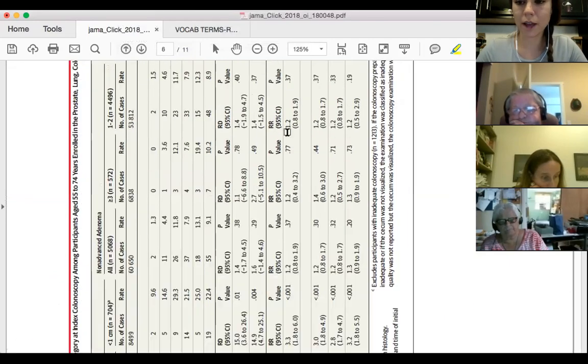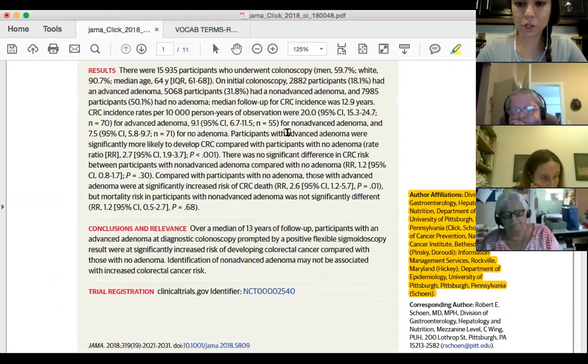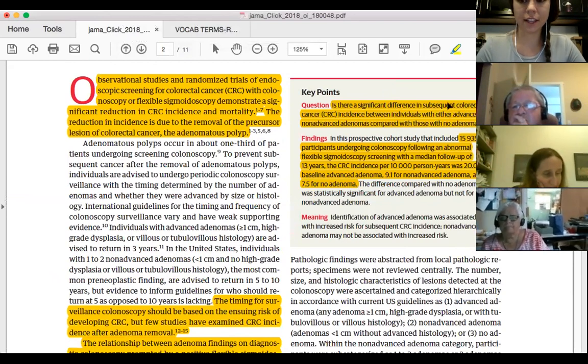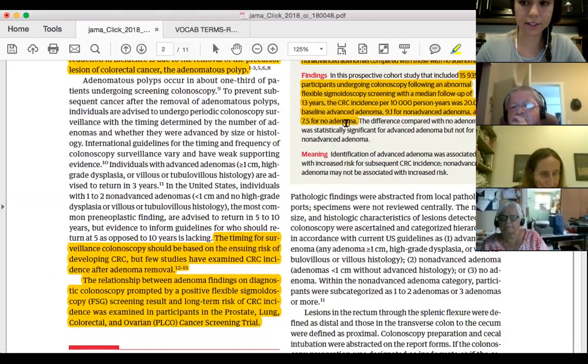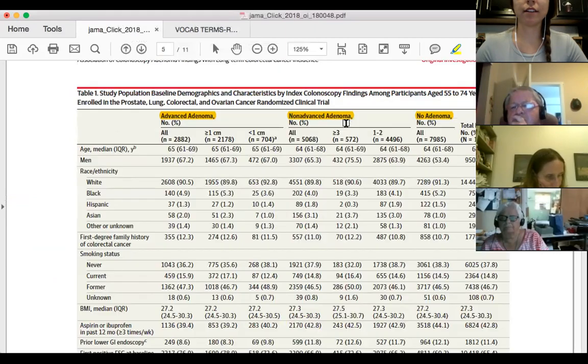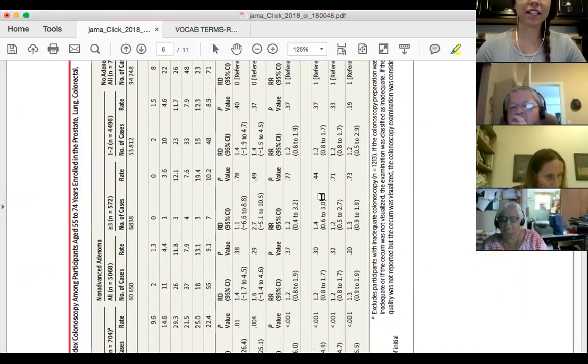So if we scroll back up here to their question, which was, is there a significant difference in colorectal cancer incidence and mortality between individuals with advanced or non-advanced adenomas compared to those with no adenomas? The answer is yes, with advanced, there is a difference, but they're not seeing a difference with non-advanced. And so that's where it gets kind of in the weeds, when you're looking at a table like this.